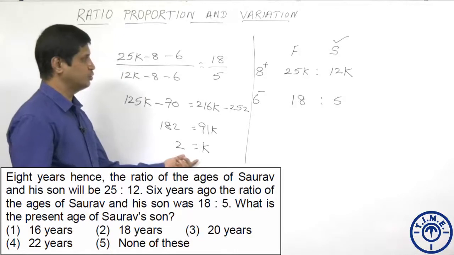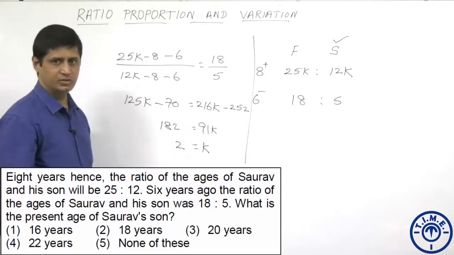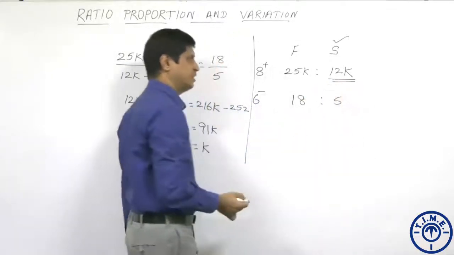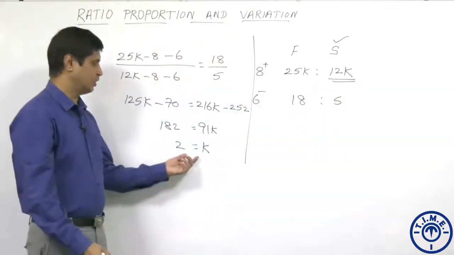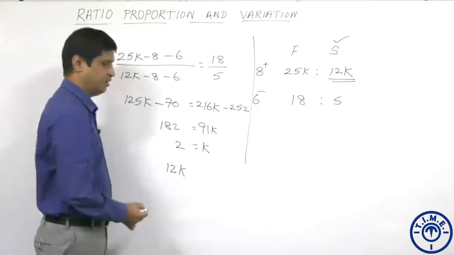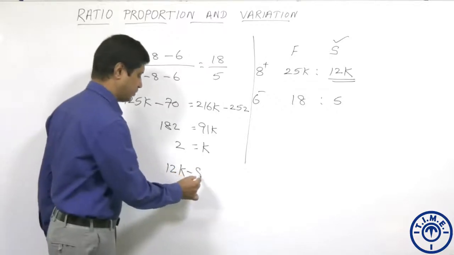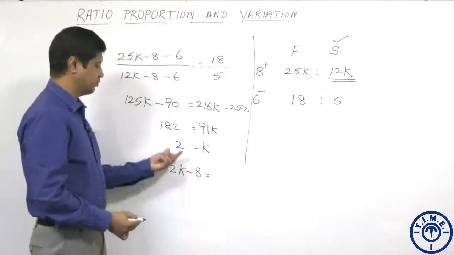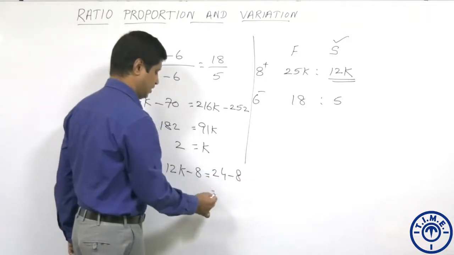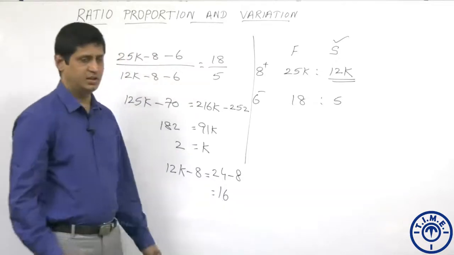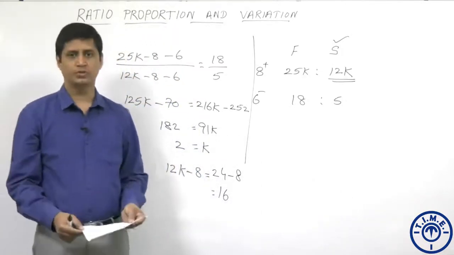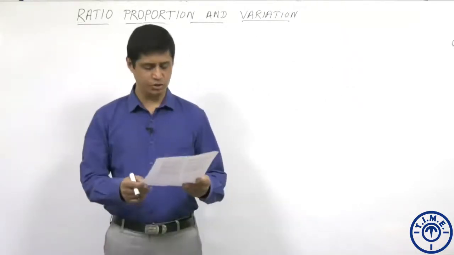When K is equal to 2, what to find? The age of Saurav's son. Now after 8 years, it will be 12K. What is 12K? 12K is the age after 8 years. Present age means you need to subtract 8. So 2 times 12 is 24, 24 minus 8. The result is 16 years. Now what is the right choice for this question? Option 1.